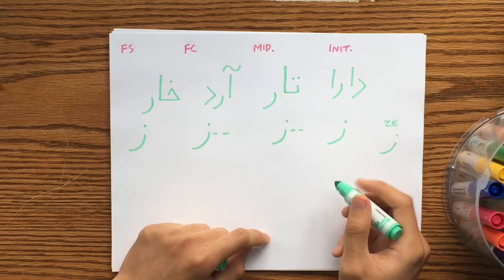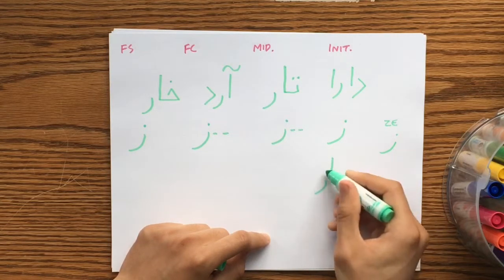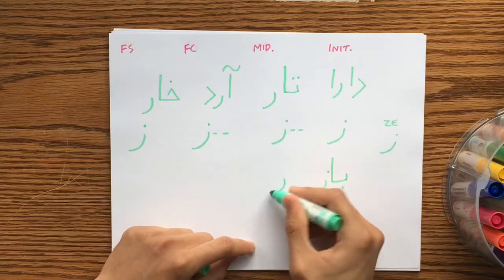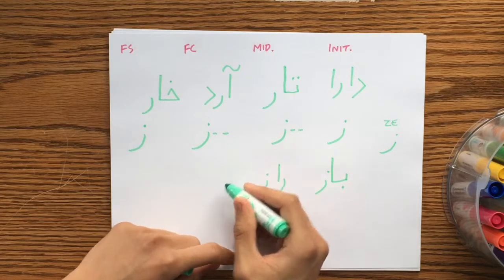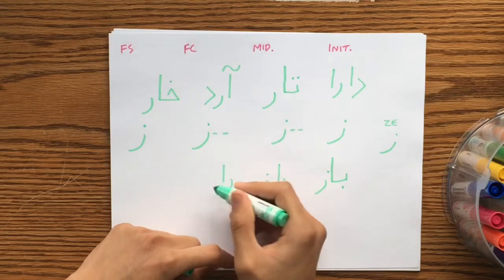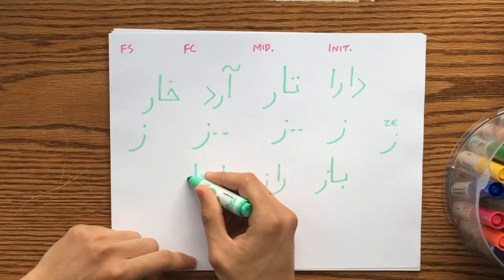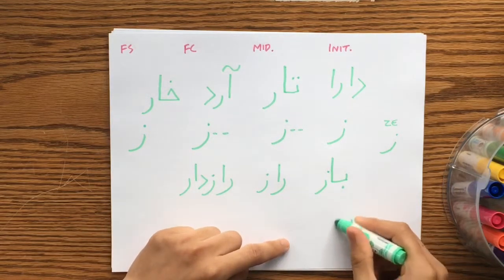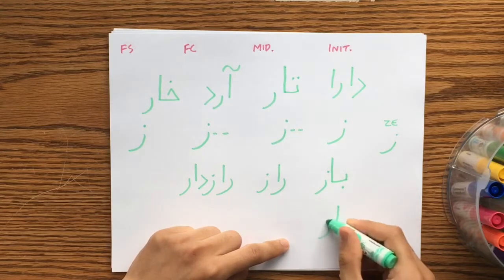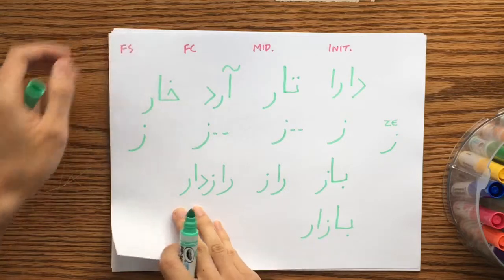Okay, so what can you write now? Okay, now you can write baz, which means open. Finally, you can write raz, which means a secret. And you can write razdar, which is the person you tell a secret to, and then they keep it. And then bazar, which means a market. All right, nice.